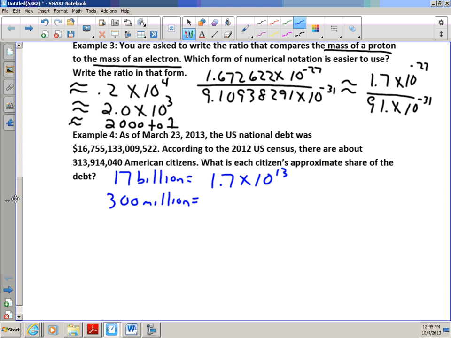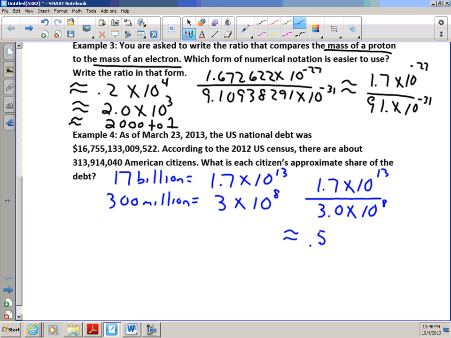So how do I write that in scientific notation? 3 times 10 to the 8th power. 3, 6, 2 decimal place moves. Now, I'm going to do my division of 1.7 times 10 to the 13th over 3.0 times 10 to the 8th. I'm going to round that. When you do that division, it's 0.56 with a bar over the 6, which tells me the 6 is repeating. Subtract my exponents. Instead of 0.56, I'm going to round it to 0.57.